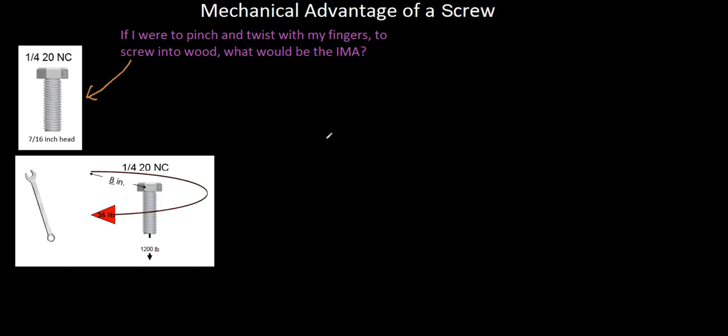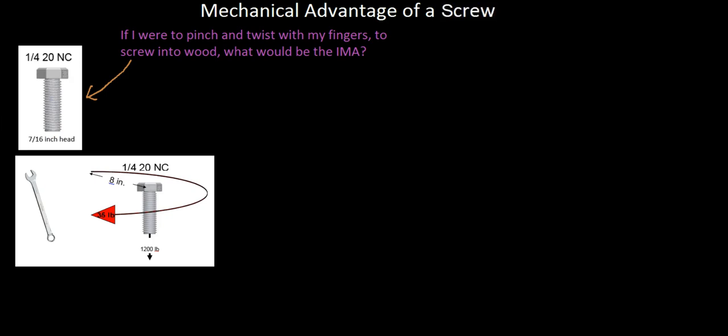So let's try an example of finding the mechanical advantage of a screw. If I were to pinch and twist this screw with my fingers to screw it into wood, what would be the IMA? Well, two things might pop out at you about this question. The first one might be, well, Mr. Anderson, this thing isn't sharp, so it's not going to screw into wood. And that's true. We're just going to use our imaginations for that one.